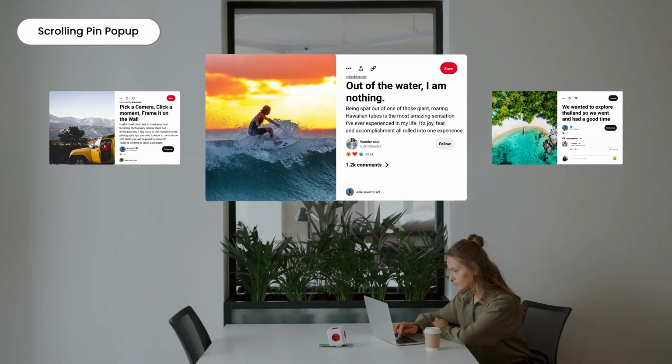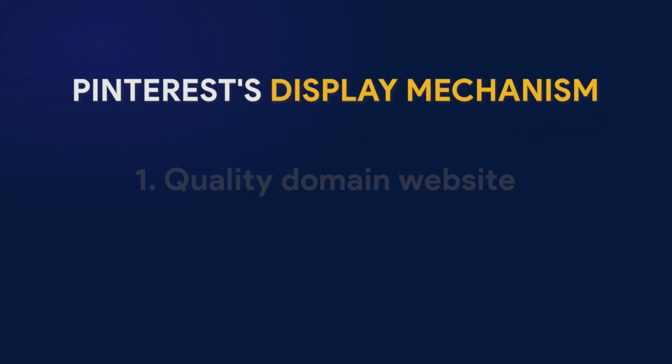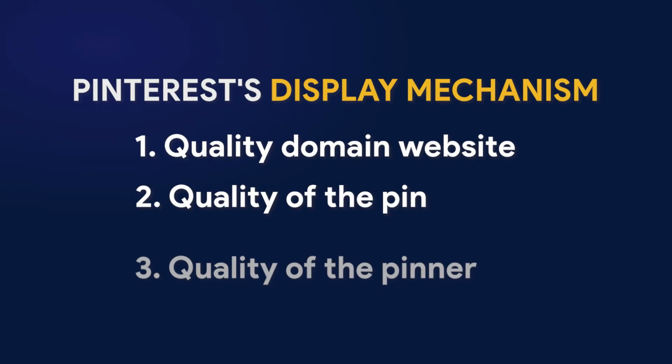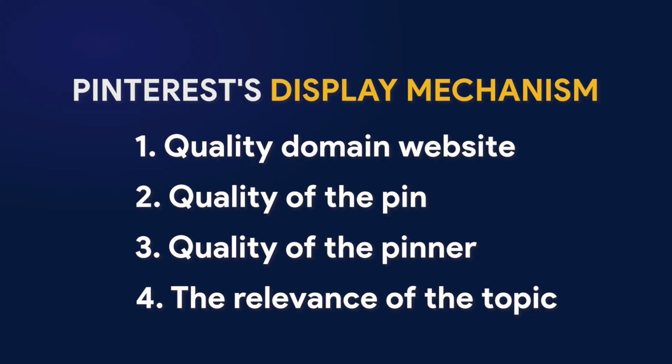When users search for keywords, Pinterest will display results based on 4 factors: the quality of the domain of the website linked to the account, the quality of the pin, the quality of the pinner, and lastly, the relevance of the pin to its topic.